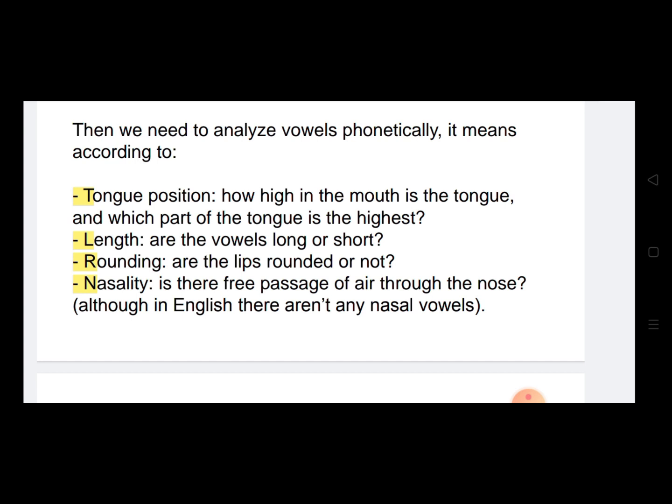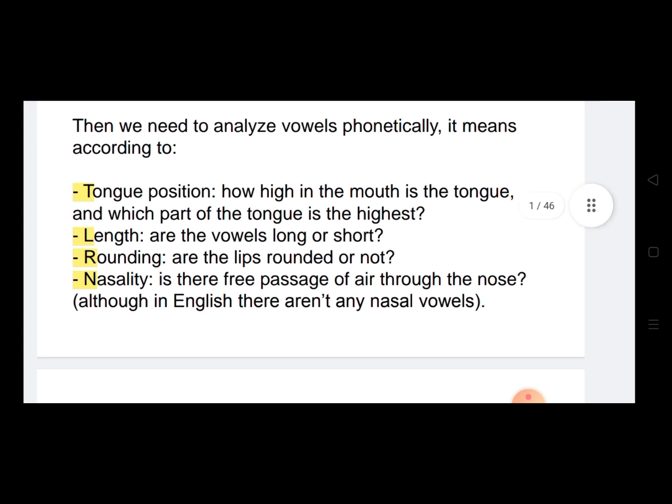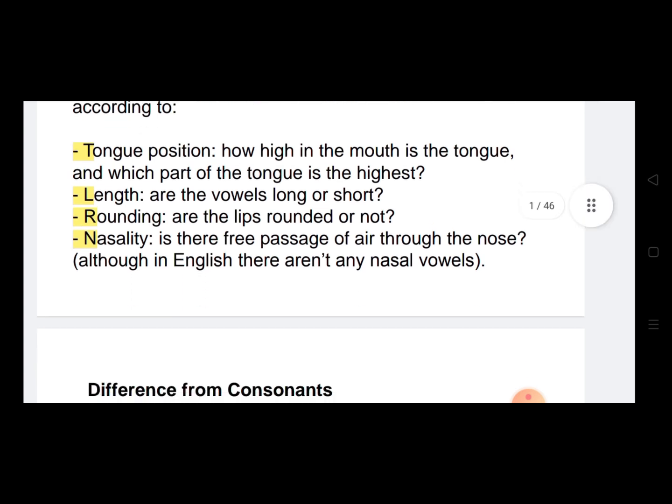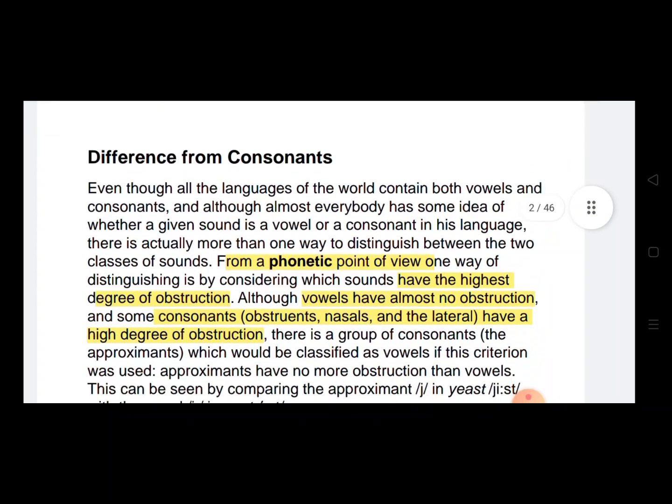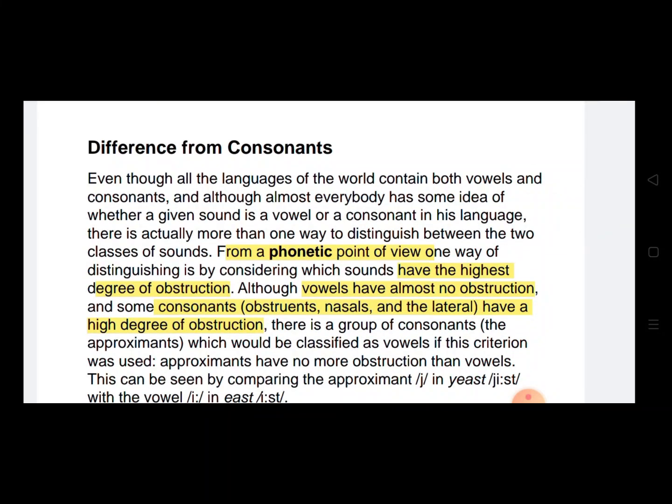And we'll see another property, that is roundness of the vowel, which refers to the position of the lips, whether when uttering that vowel the lips are round or not. The last quality that we see is nasality. This refers to the nasal cavity: is there free passage of air through the nose. In English there aren't any nasal vowels, although there are nasal consonants. And now we'll see the difference between consonants and vowels.